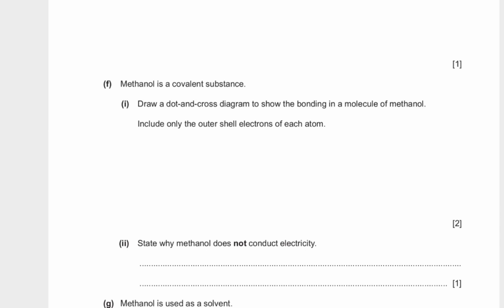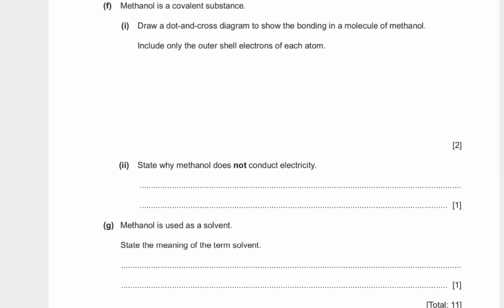Sorry, it's methanol, not ethanol. So methanol only contains one carbon. So we have carbon, three hydrogens, and an OH group. Just instead of drawing the bond line, you have to draw dots and crosses. State why methanol does not conduct electricity. Obviously, methanol doesn't conduct electricity because it doesn't have free electrons. The electrons are engaged in bonding.